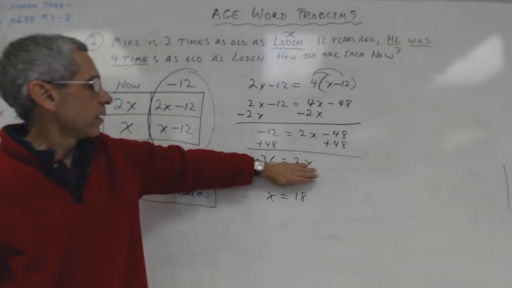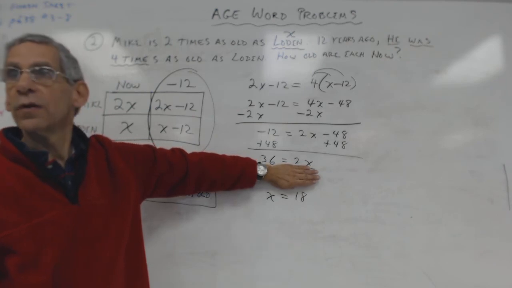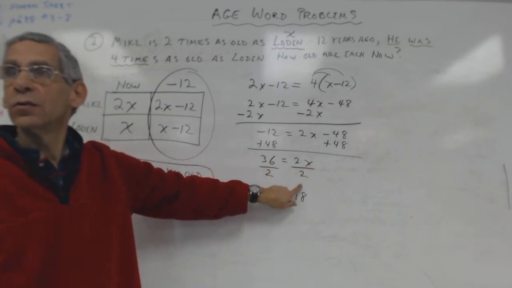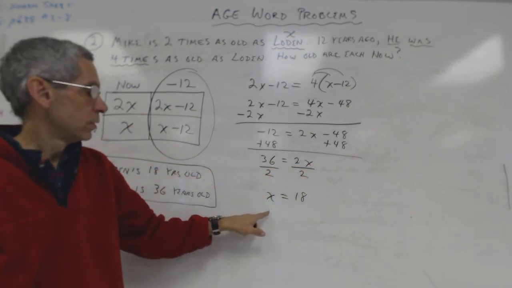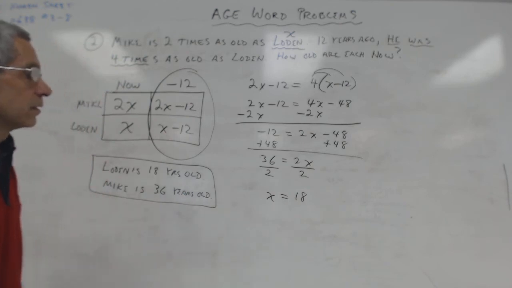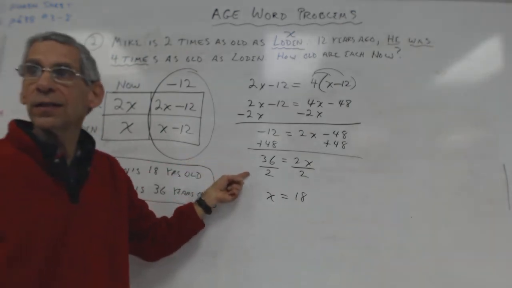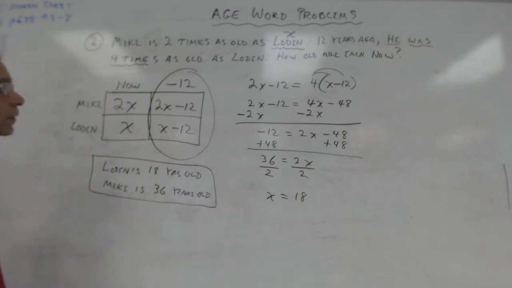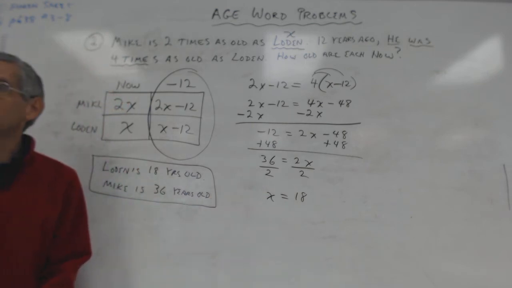Because, look, I had 2x = 36. But I don't want to know what 2x is, I want to know what 1x is. So I'm dividing both sides by 2, and that gave me x = 18. Every fraction is a division problem. 36 divided by 2 is 18, right? Okay, fist of 5. Making sense?